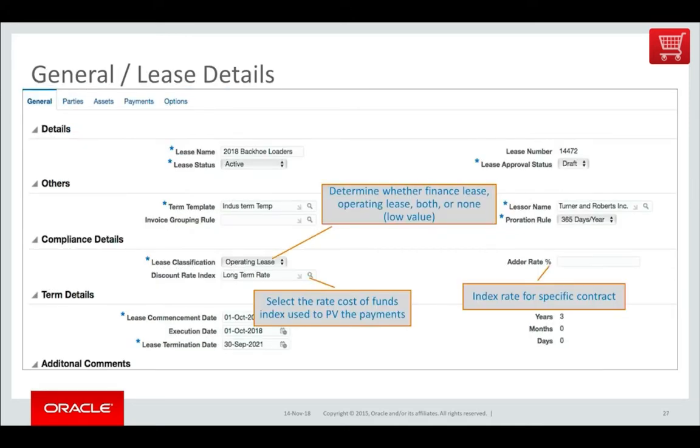So this is my lease detail screen, where I can capture my lease number, lease name. We have some templates of default, who the lessor is. This is where we identify the lease classification, whether operating lease or finance lease. This is the index rate that I set up earlier. Again, I can then select that and apply it to my contract. We have the commencement dates, execution dates, termination dates, some basic information on the lease details.